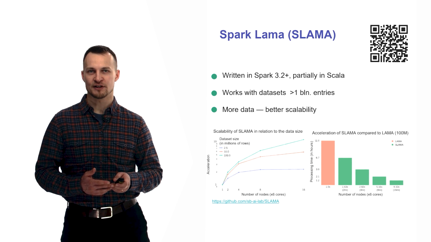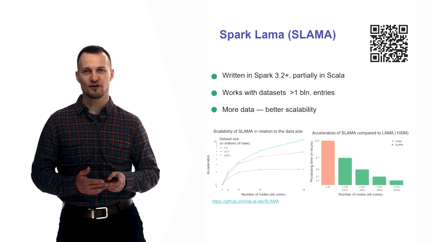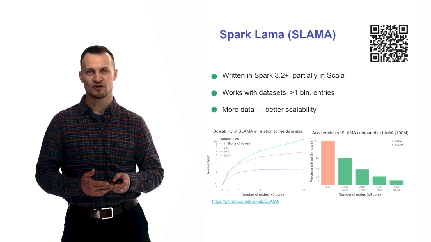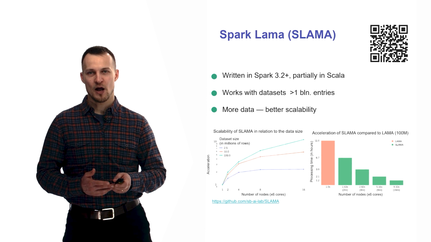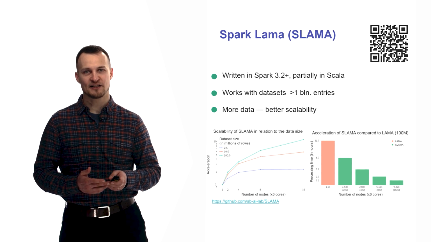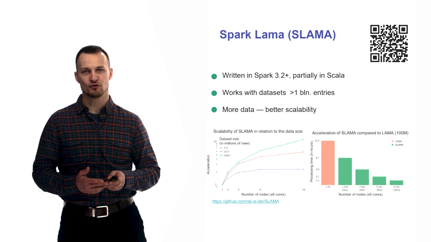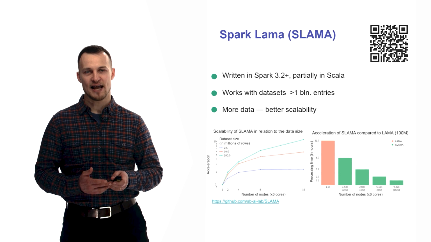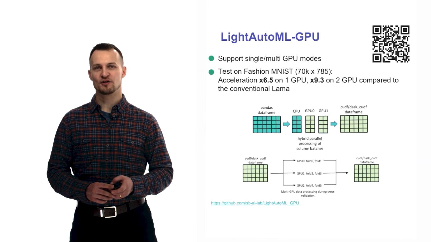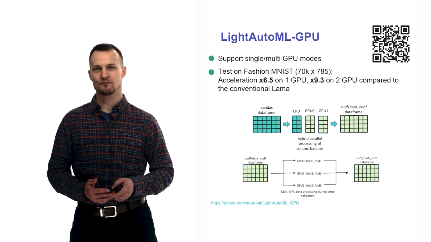And what is important, the more data we have, the greater the acceleration of calculations when increasing the number of nodes. In fact, it grows up to a linear trend. So, when we have 16 executors running, the usual LAMA on a 100 million rows dataset accelerates by almost 10 times using SLAMA. Another special version of LAMA is LightAutoML GPU.